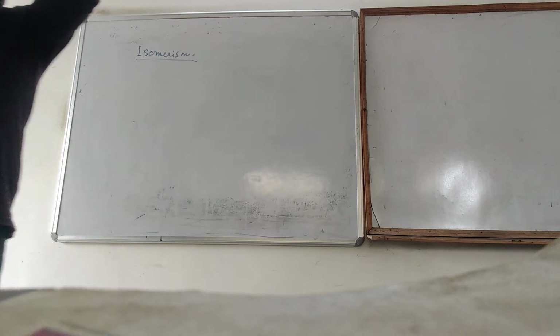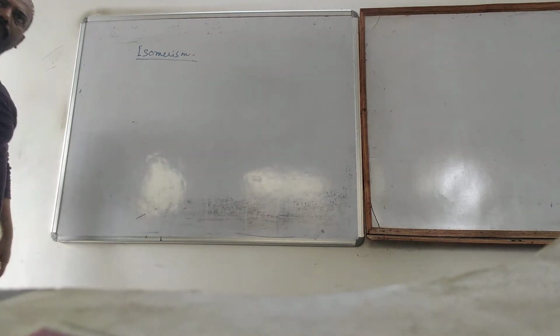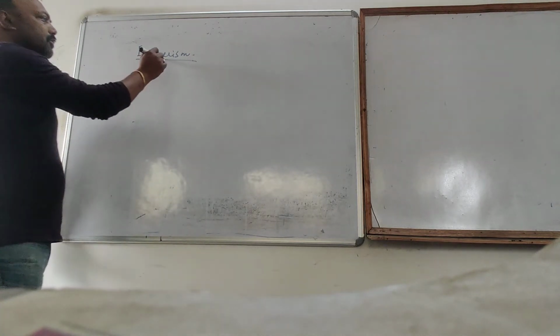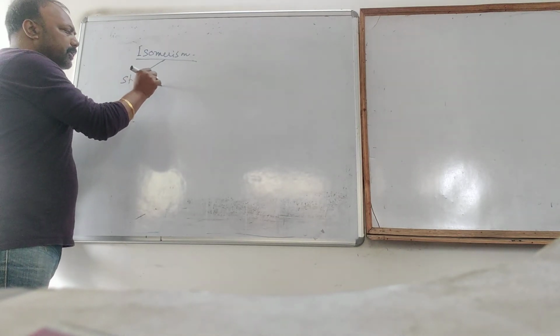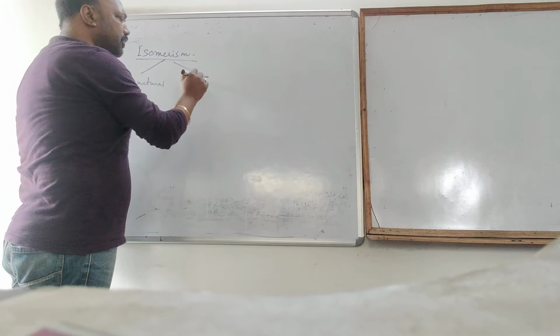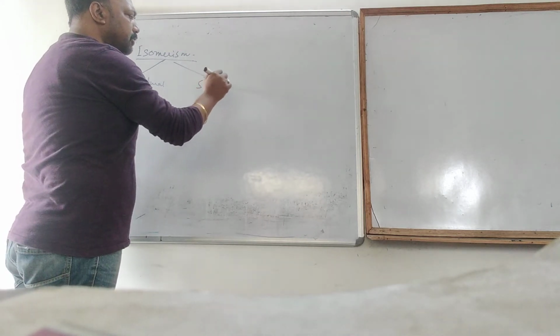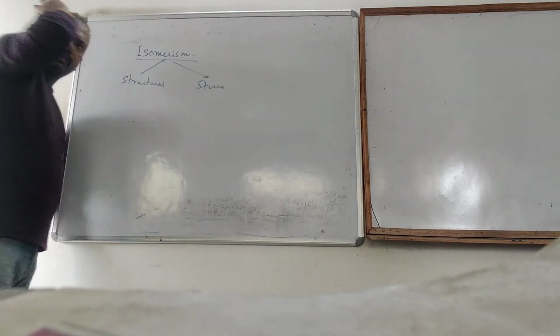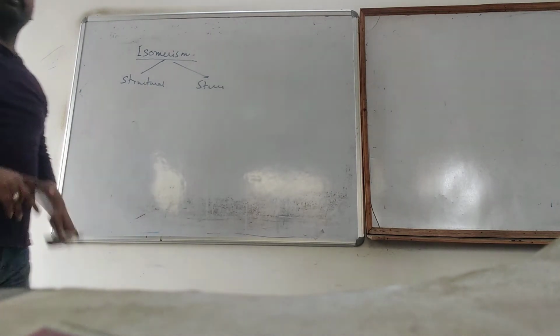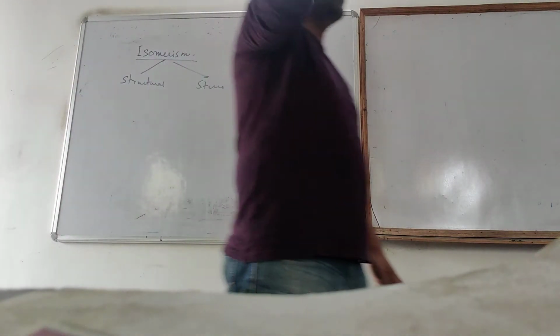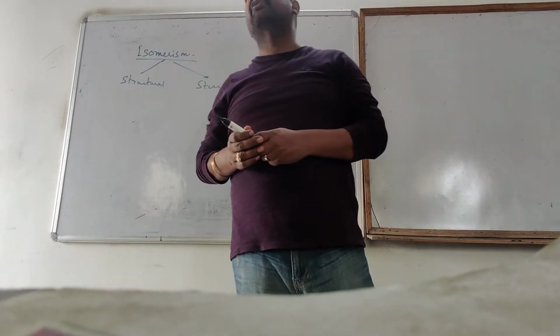Now in complexes there are two types of isomerism: one we call structural isomerism and the other stereoisomerism. We already know the difference between structural isomerism and stereoisomerism because we saw it in class 11 also. Structural isomerism means what?